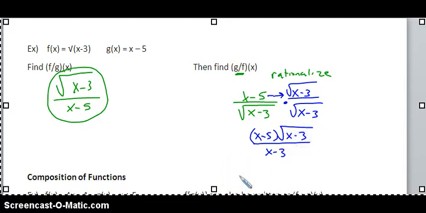Again, ask yourself if you can simplify anything. You cannot just cross out these x's because they're both part of a binomial. You have to be able to pull out a factor to be able to cancel them out. You can't cancel out this x minus 3 and this x minus 3 because that's underneath the square root. So that would be my final answer for this.